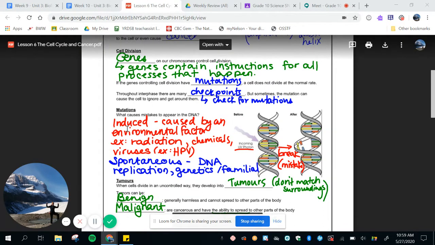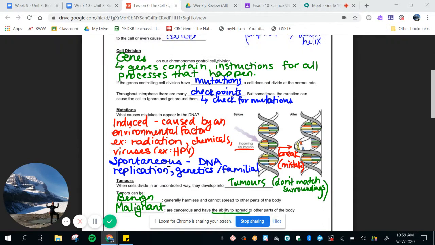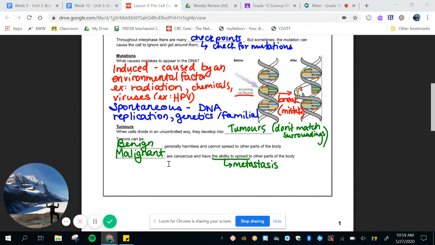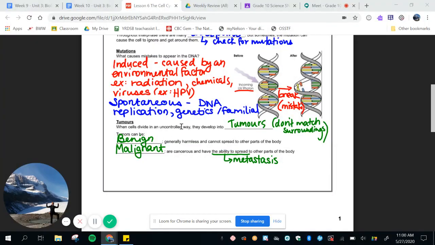So depending on what these mistakes are, as I mentioned, the cell will try its best to address those mistakes and to fix them before cell division can happen. In the event that that doesn't happen, we can have what are called tumors form.